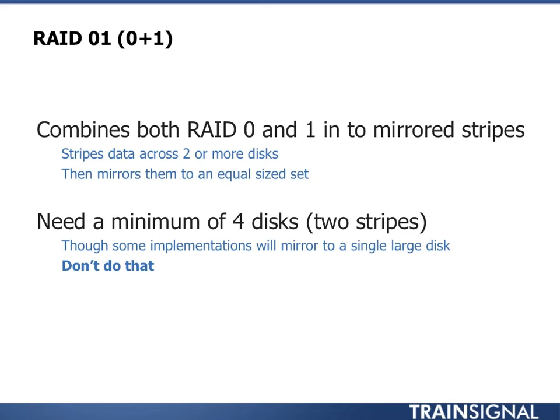Now, some implementations I've seen, usually odd edge corner case controllers and things like that, will actually let you stripe 2 1 terabyte drives and then mirror it to a 2 terabyte drive. But to me, that's a terrible idea because of performance implications. And really, storage is getting so cheap these days that I just would never do that. But it's out there. I just want to make you aware of it. But I would do it the traditional way, where you have equal size mirrors across the board.